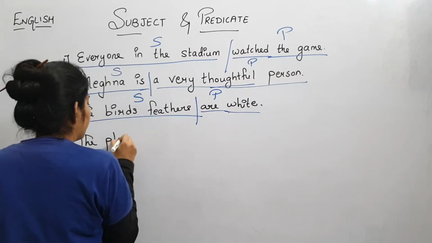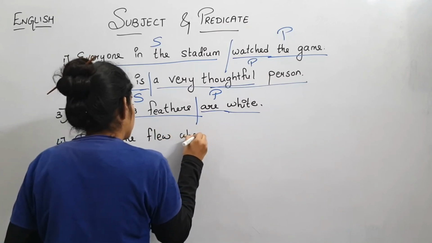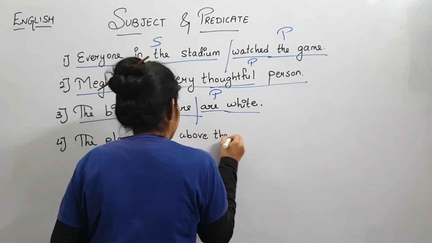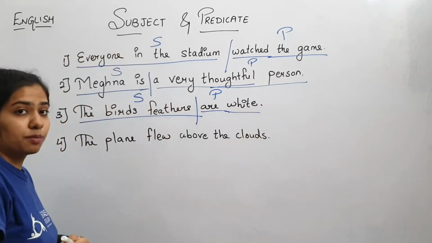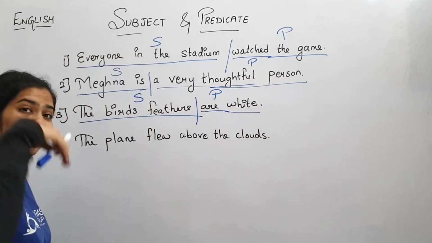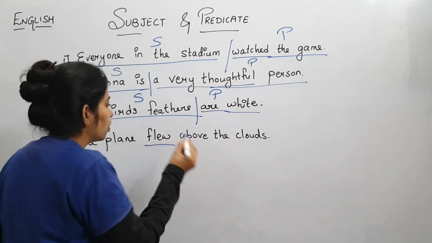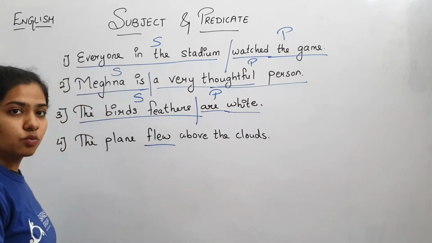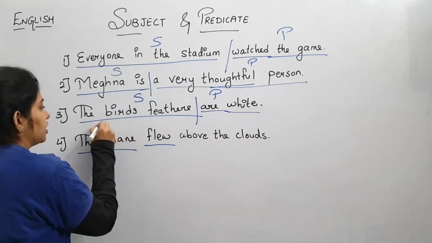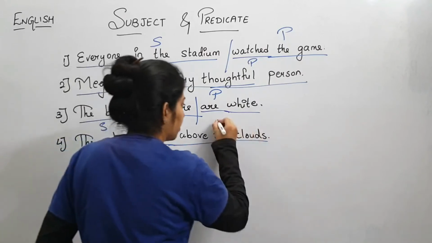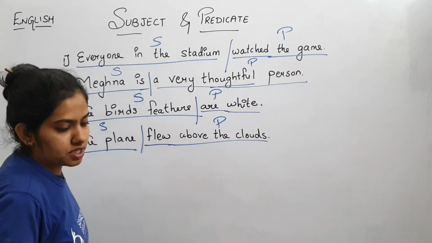Now comes the next one: the plane flew above the clouds. That is, the plane flew above the clouds. Now what is the verb? Flew. And what flew above the clouds? It is the plane. So the plane is our subject and the rest of it is our predicate.